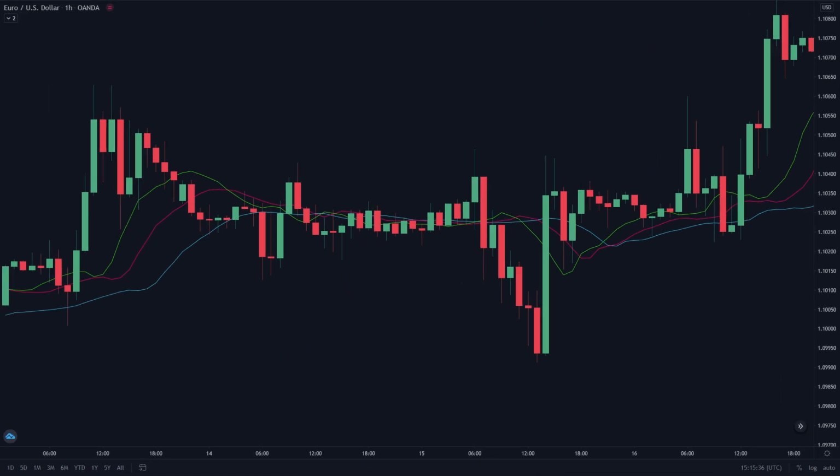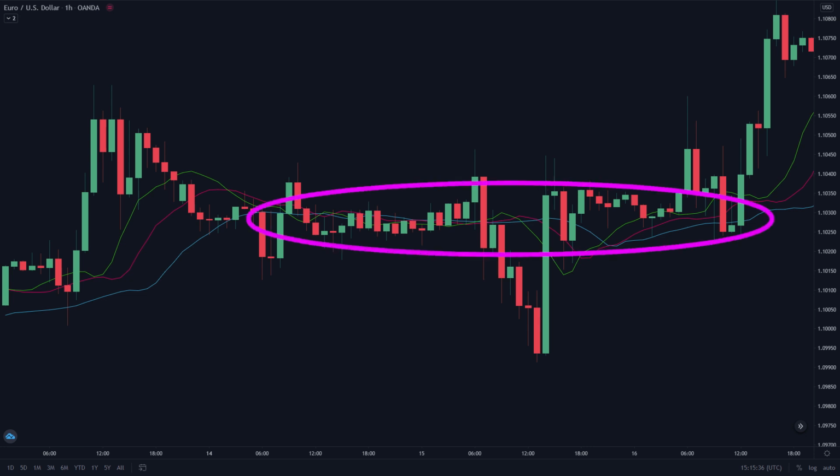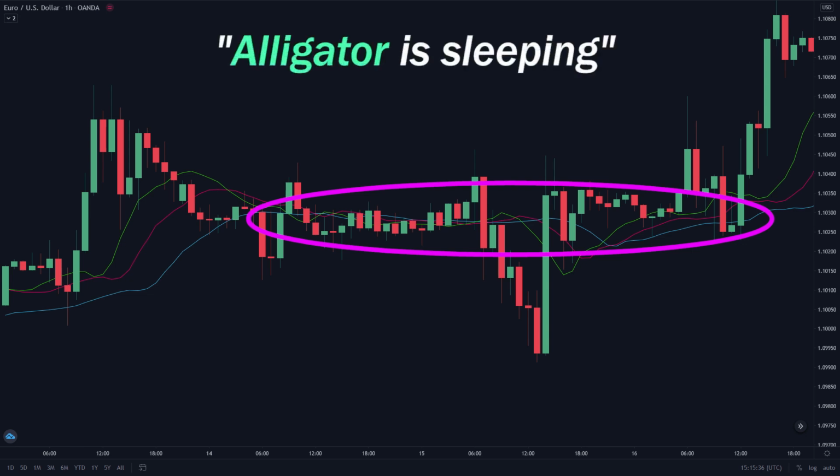So remember I said that the Williams Alligator can also identify ranges in the market. The way we identify ranges is when the lines are closer together and often cross multiple times in the middle section without a clear direction. You can make an analogy of this as the alligator still sleeping because there is no trend.